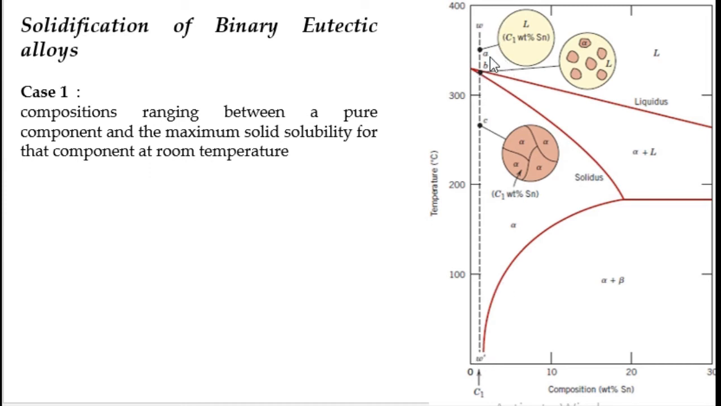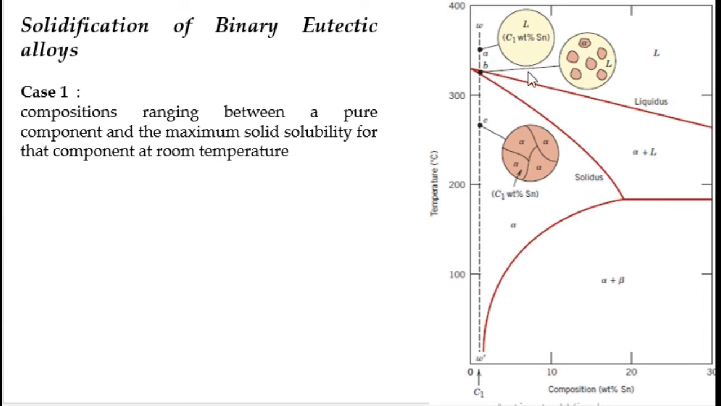Again we are starting from the liquid region. This is completely liquid, and when we cross the liquidus line, the alpha crystals will start forming. Then as we cross the solidus line, the alpha crystals grow completely and fill up the microstructure, and they will become alpha. This we have seen previously. The solidification characteristic within this region is similar to the isomorphous alloys.